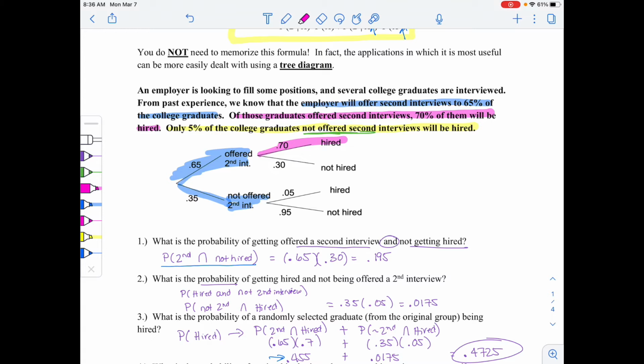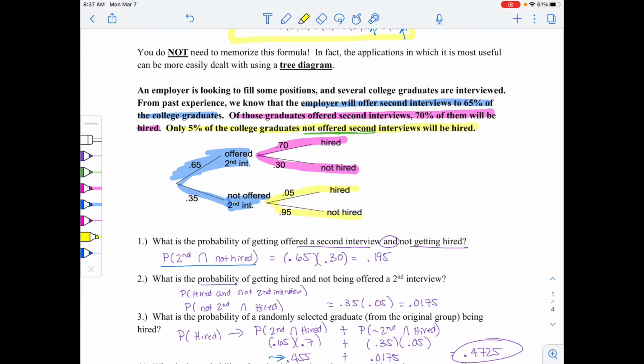From the people offered second interviews, I branched that tree diagram out a little bit more, and it says 70% is hired. That also means that 30% is not. There's the complement again. Next line, it says only 5% of the college grads not offered second interviews, so they were not offered second interviews and only 5% were hired. That means that of those not offered second interviews, 95% was not hired. So now we have our trees written out.